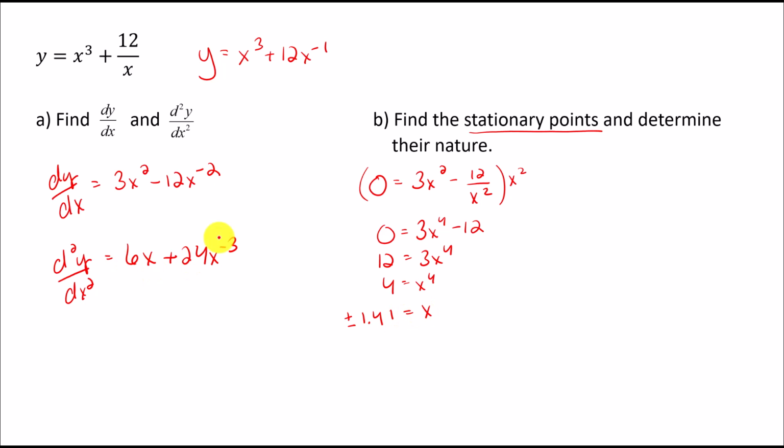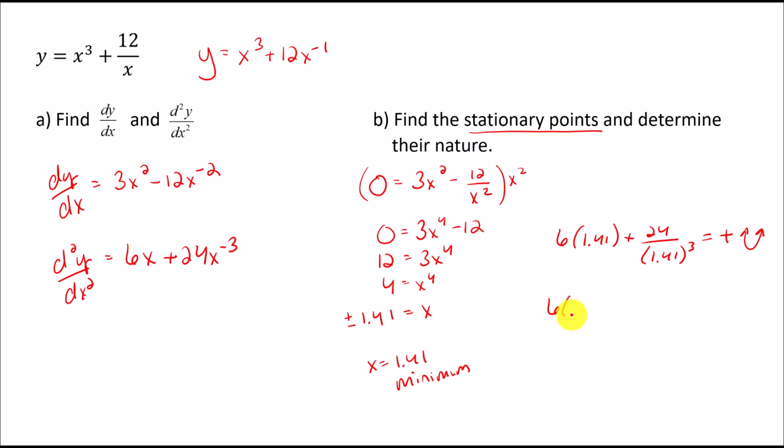Now, I have the second derivative, and I'm going to write it again without the negative exponents so I can test these values. 6 times 1.41 plus 24 over 1.41 cubed. You should be able to look at this: with this positive here, this is all going to be positive, so this gives me a positive value, which means at positive 1.41 I'm concave up, which means I have a minimum. So at x equals 1.41, it is a minimum.